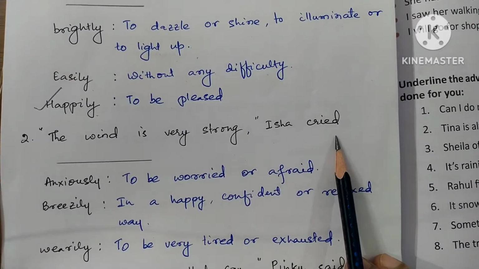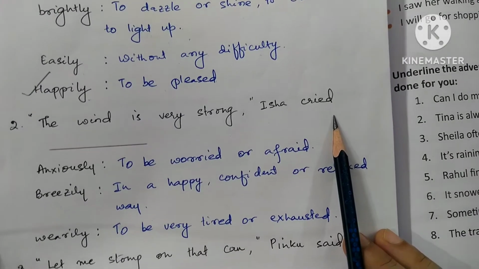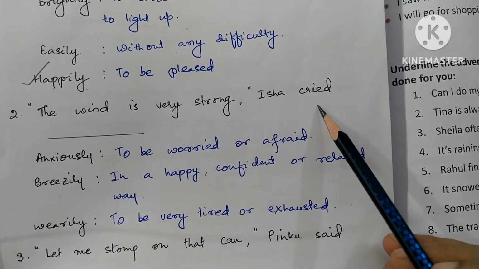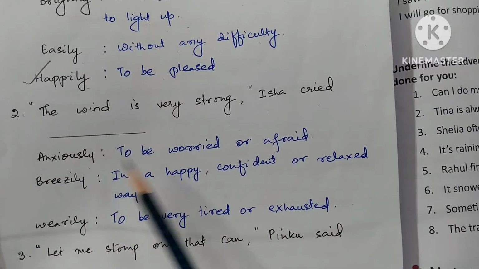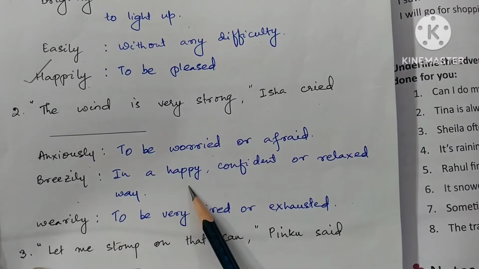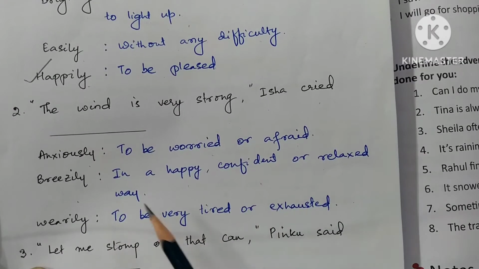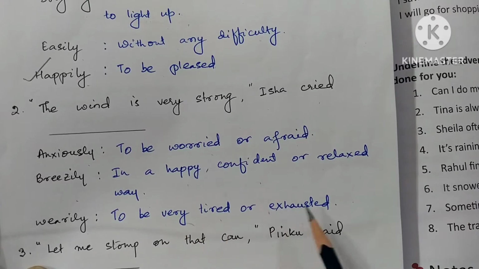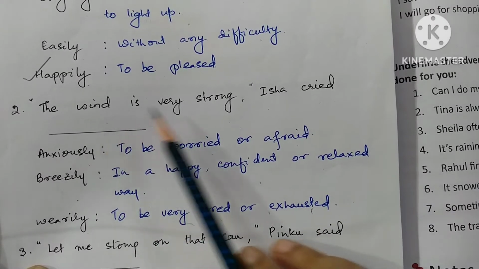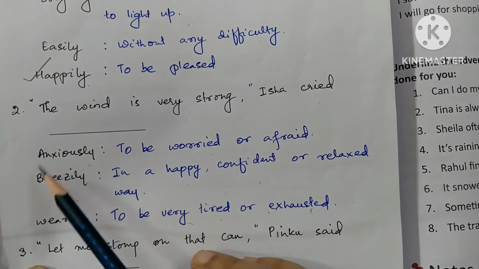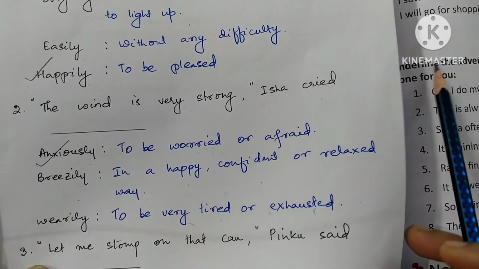Next, the wind is very strong, Isha cried. Now, the word cried, let us see whether these three options mean anything related to cried. Anxiously, to be worried or afraid. Breezily means in a happy, confident or relaxed way. Wearily means to be very tired or exhausted. So the wind is very strong.